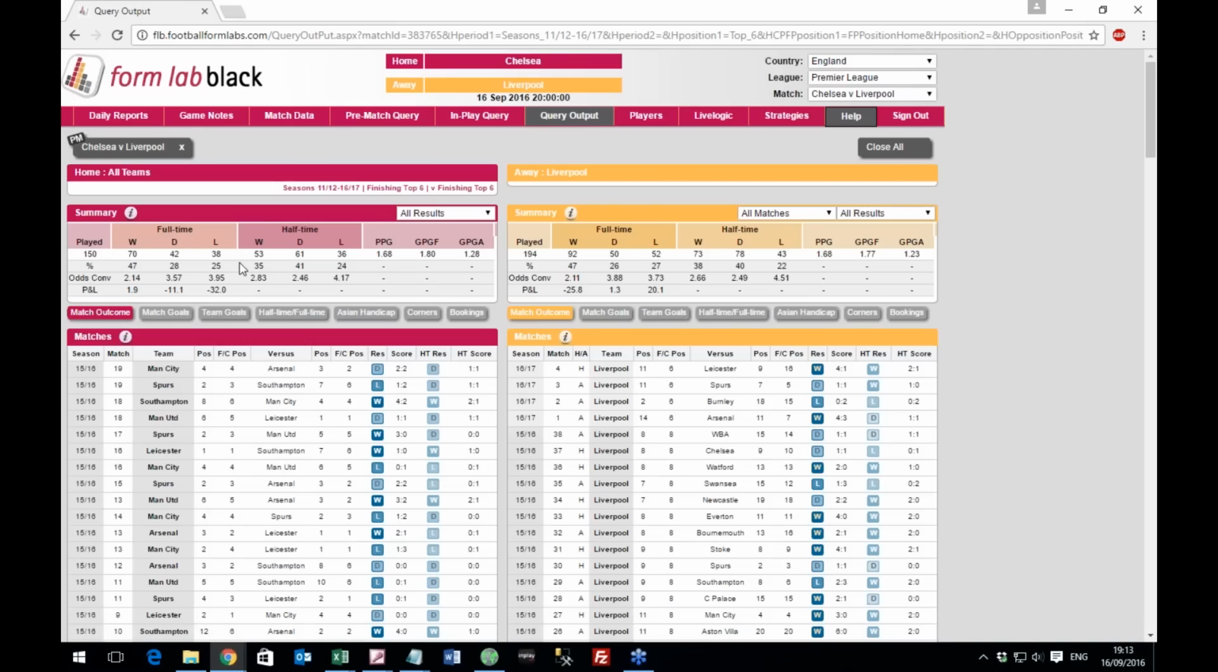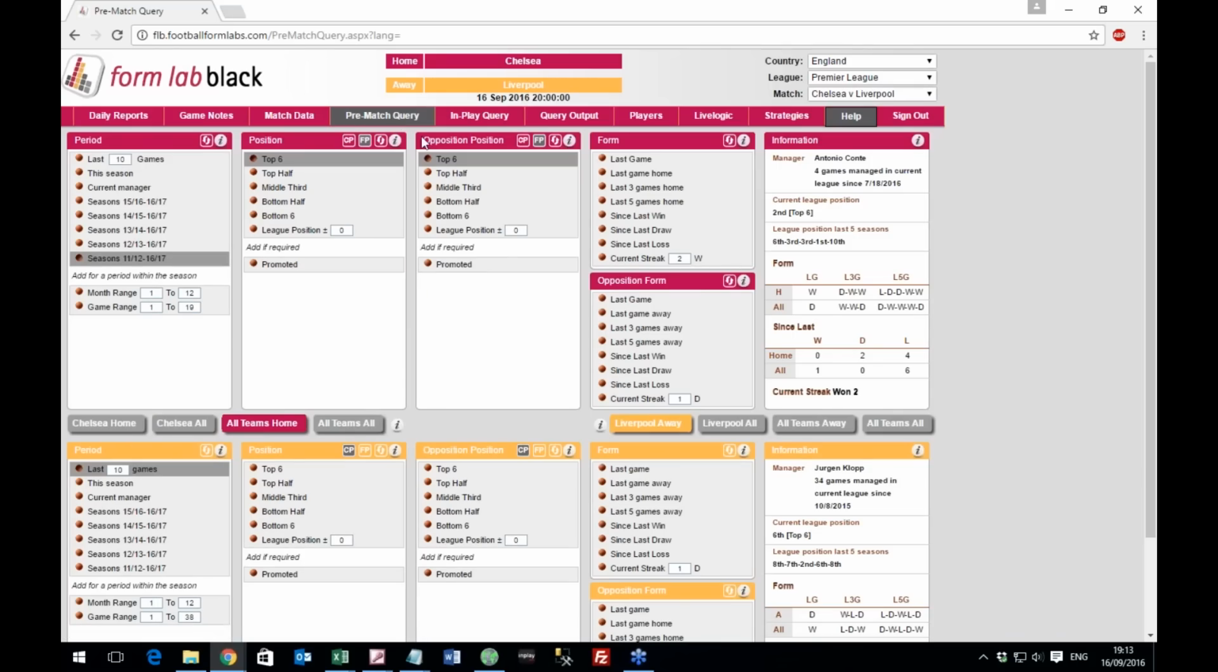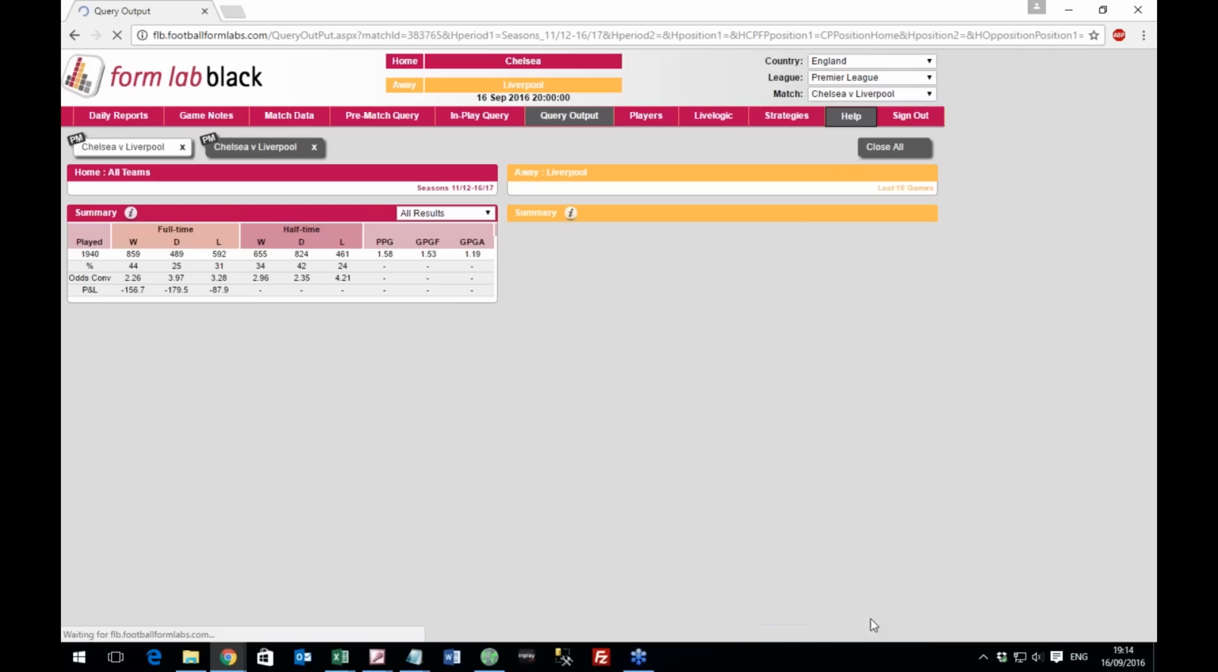We have 150 matches that match this criteria, and what we can see here is that the home team have won 47% of the matches. Now, is that important? Is that significant? Well, we can look at every match. So if we click here, the reset button, and then we're going to generate a query. This is going to be every match played in the Premier League over the last 5 seasons.